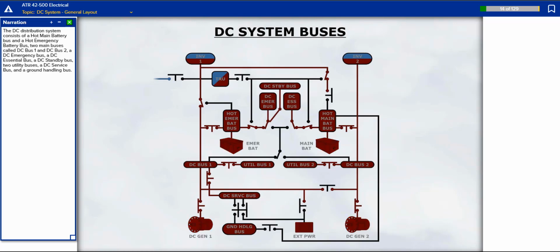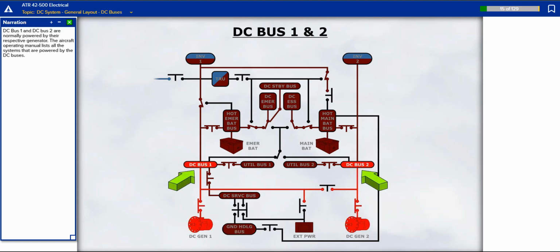The DC distribution system consists of a hot main battery bus and a hot emergency battery bus, 2 main buses called DC Bus 1 and DC Bus 2, a DC emergency bus, a DC essential bus, a DC standby bus, 2 utility buses, a DC service bus, and a ground handling bus. DC Bus 1 and DC Bus 2 are normally powered by their respective generator. The aircraft operating manual lists all the systems powered by the DC buses.